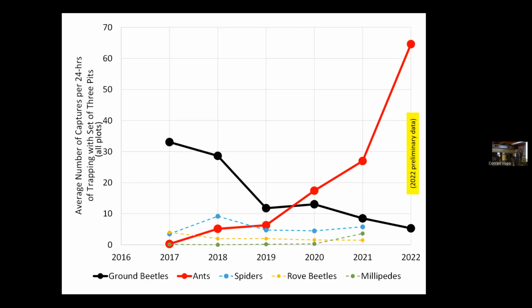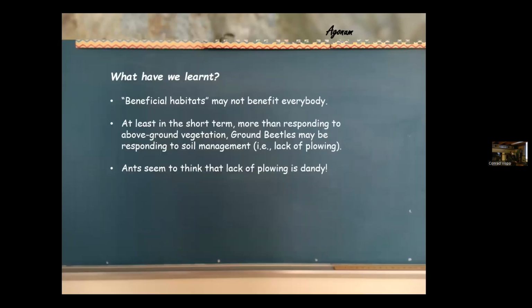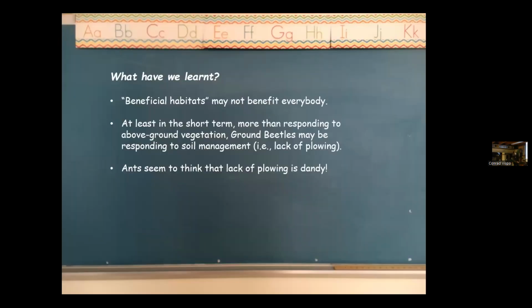This is just a pretty picture of a ground beetle. And then, we've learned that beneficial habitats may not benefit everybody, at least in the short term. More than responding to above ground vegetation, ground beetles may respond to soil management. Ants seem to think that lack of pollen is dandy.